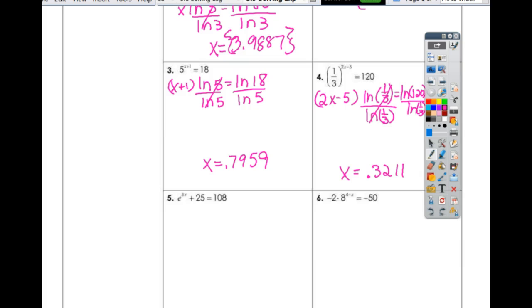Okay, so to do this, you have to have the exponent by itself. So I'm just going to subtract the 25 and then do it the same. Okay? So let's do this one. On number 6, what do I have to do to get the 8 to the 4 minus x by itself? Right, this is multiply, so I'm going to divide by -2. And then what do I do? Take the ln, drop this down.